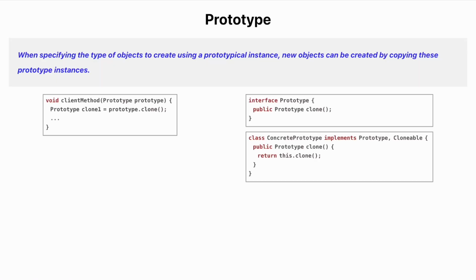Prototype. When specifying the type of objects to create using a prototypical instance, new objects can be created by copying these prototype instances. Here, the client provides specific concrete prototypes to the driver class, which will use the prototype's clone method to create as many similar objects as required.